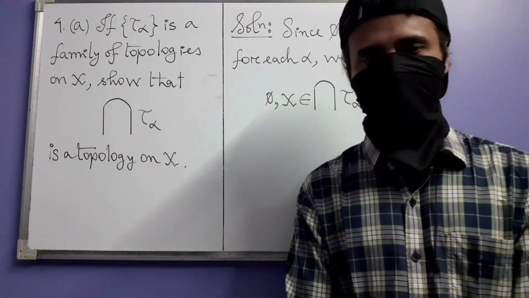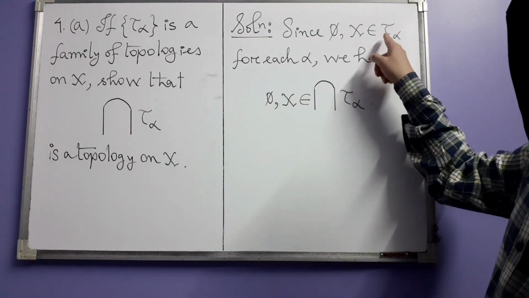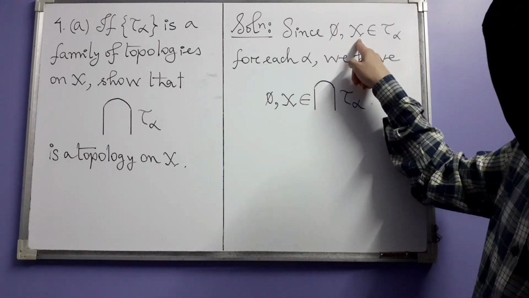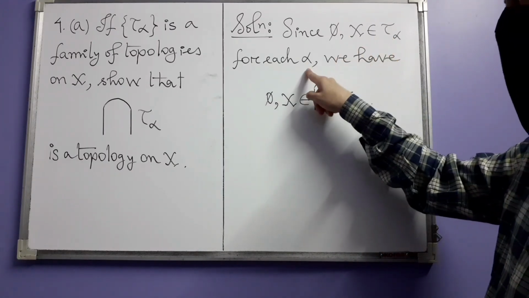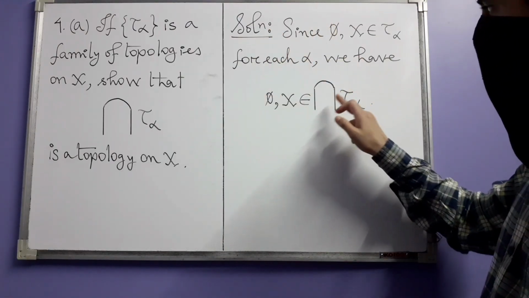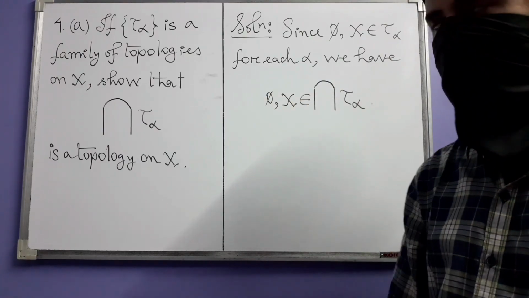The first condition for a topology is pretty simple to verify here, because each topology tau alpha contains the empty set as well as the set X. That means these are elements of tau alpha for each alpha in whatever index set. So the intersection of all the tau alphas would also contain those two elements.